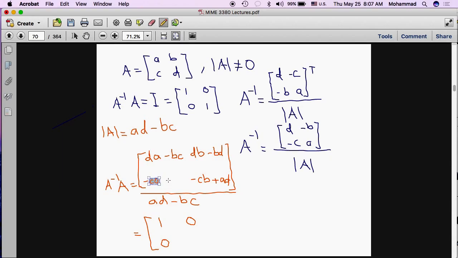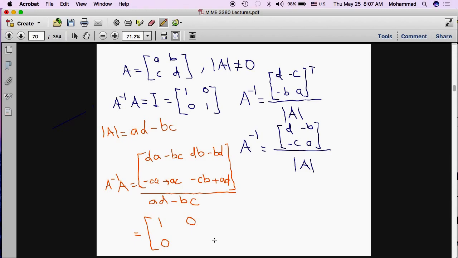So plus AC. So that's 0 now. And the last element is minus CB plus AD. That gives us negative 1. So what did we do wrong? So the minuses cancel, and it's positive.